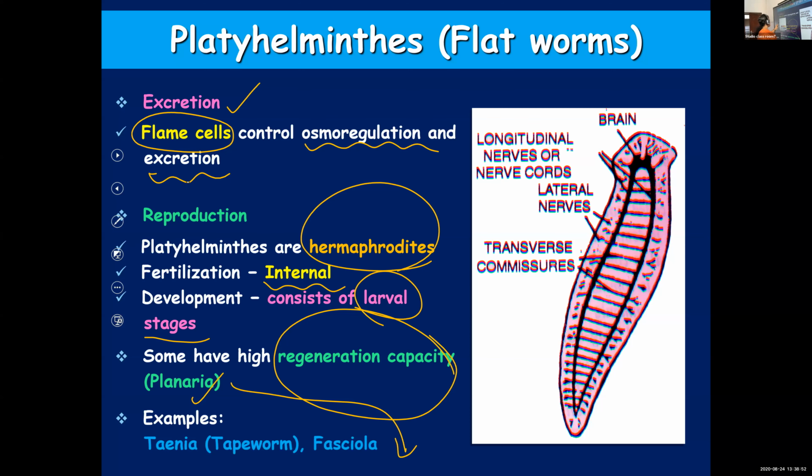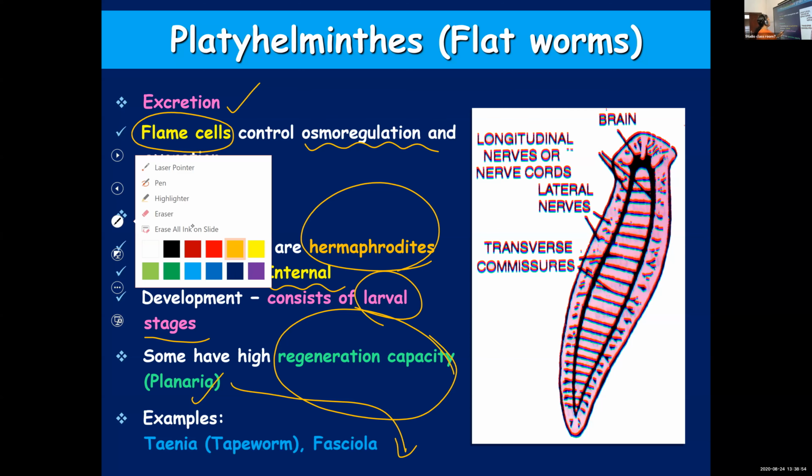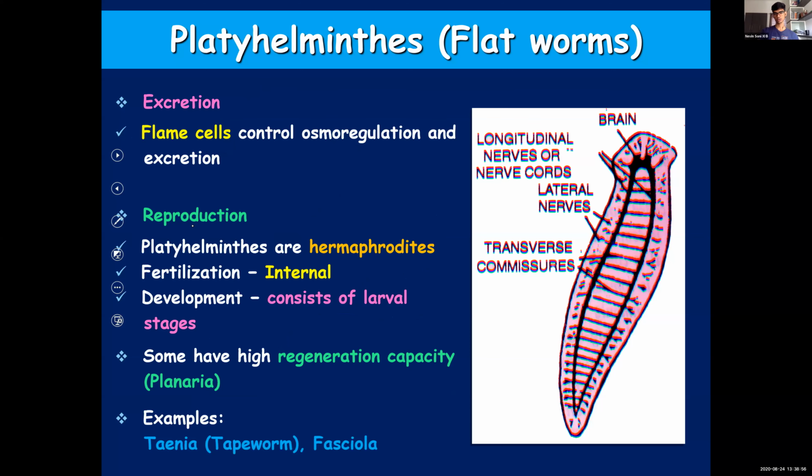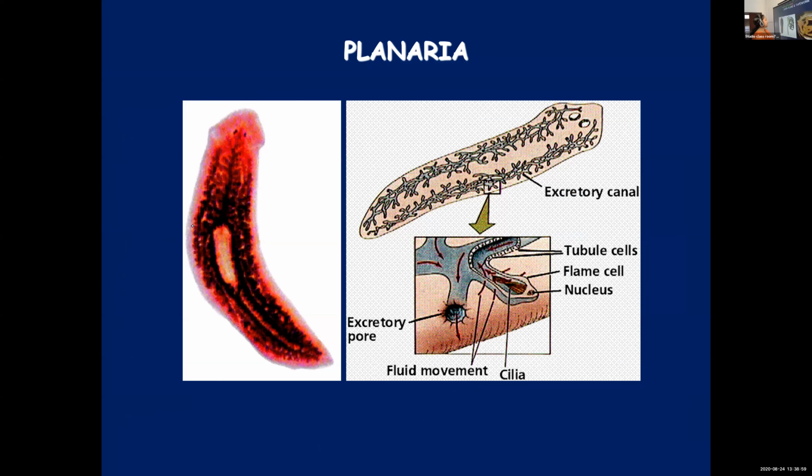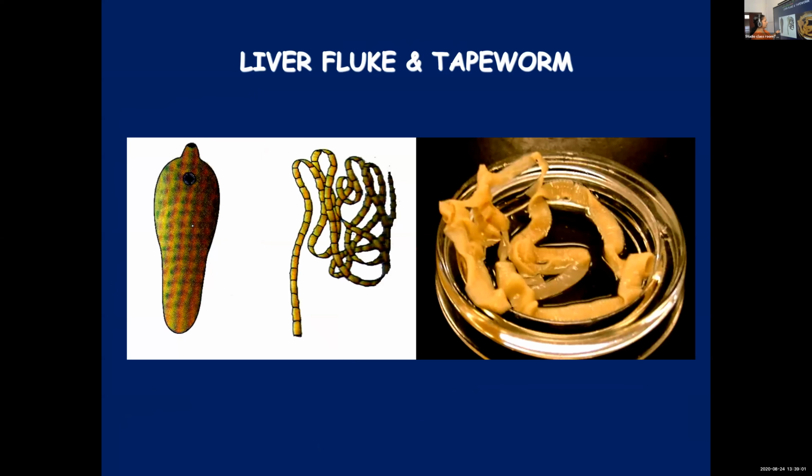Platyhelminthes. Is it clear, children? Any doubts? Some of the examples you can find: a planaria, then liver fluke, and then tapeworm on the right side. On the left side of your screen you can find liver fluke. Then you can see tapeworm also, both the picture and the real one. The real one means a specimen you can find on the right hand side, and you call it tapeworm because it's ribbon-like or tape-like.